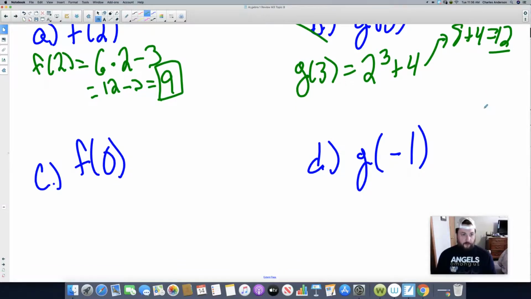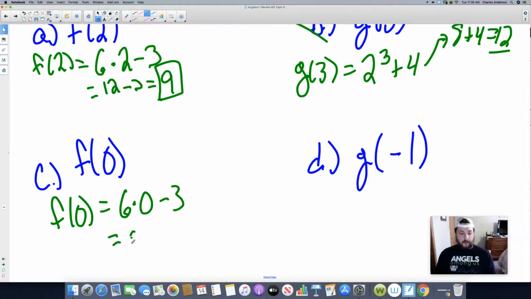F of 0, so again, I'm going to put 0 in for x. I get 6 times 0 minus 3. 6 times 0 is 0, minus 3 is -3. Last one, try to trick you here.